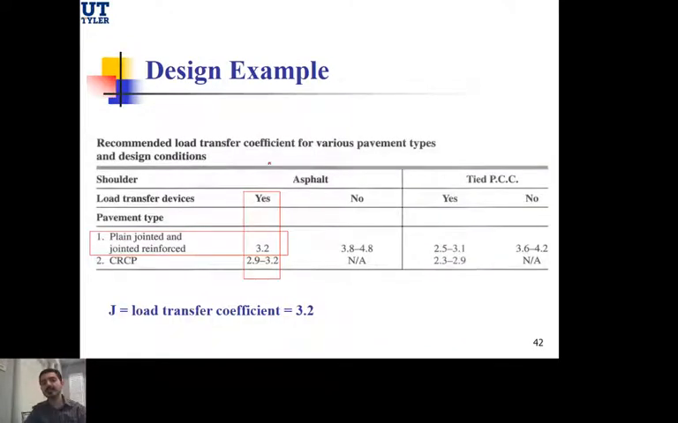Next, we need to pick the J value, which is the load transfer coefficient. It was told to us that the shoulder is going to be an asphalt shoulder, and there is some sort of load transfer. You will be told this in an exam or any other instance. You will need to know that yes, in this case there is a load transfer device, and I think it was jointed reinforced concrete. So the value would be 3.2. The J value, which is the load transfer coefficient, is 3.2.